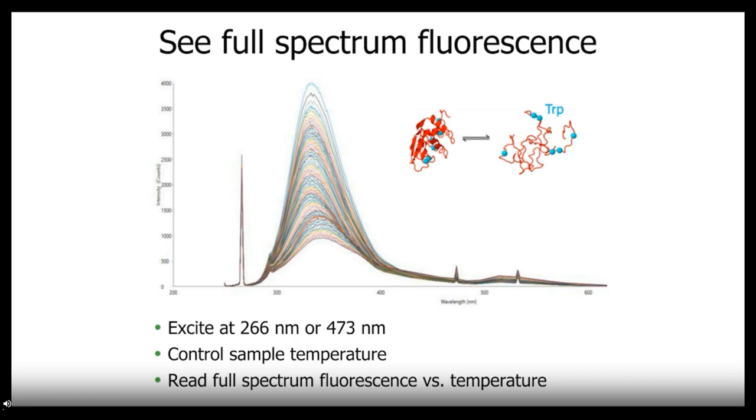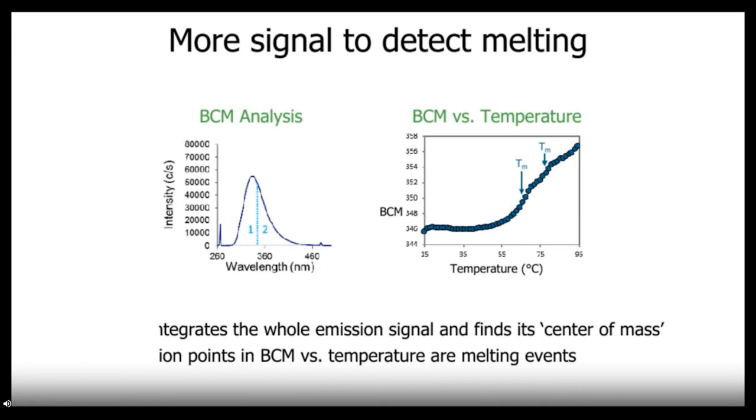With Uncle's way of collecting full spectrum fluorescence, you have all of the data and you don't have to worry about unexpected protein behavior. And for proteins without tryptophan and tyrosine residues, Uncle also has a 473 nanometer blue laser that can be used with SYPRO Orange dye to excite fluorescence and determine unfolding.